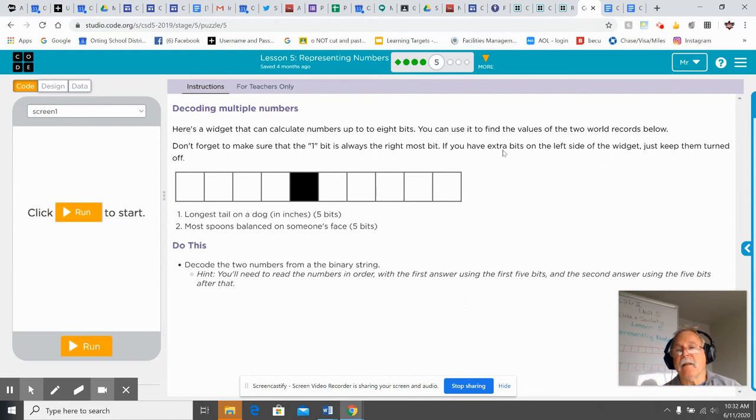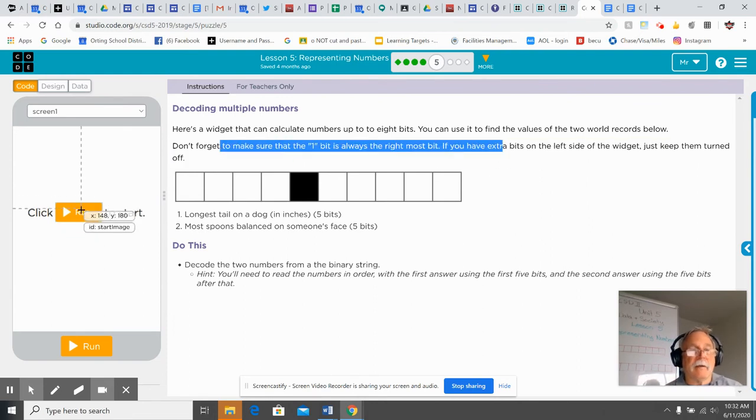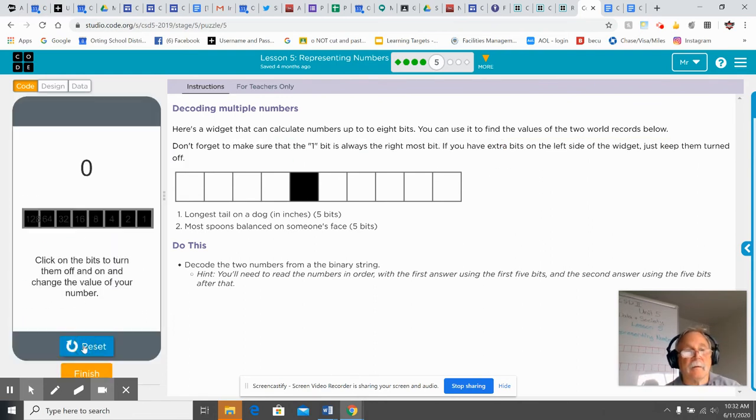You can use it to find the values of 2 world records below. Don't forget to make sure that the 1 bit is always on the right, farthest most right. We know that. If you have extra bits on the other side of the widget, just keep them turned off. Okay, so here we go. Let's go ahead and run it.